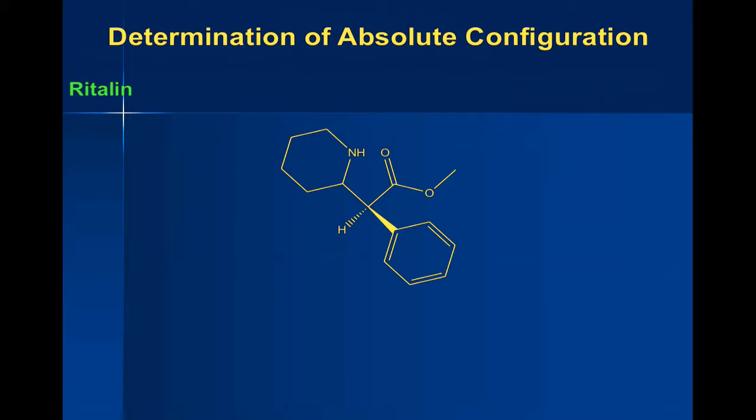Where's the other chiral center in Ritalin that I didn't show you the stereochemistry for? It's the one attached to the nitrogen right there. There's a hydrogen, nitrogen, carbon, and a different carbon group. Ritalin actually has 2 chiral centers, but we're only looking at this one particular chiral center.